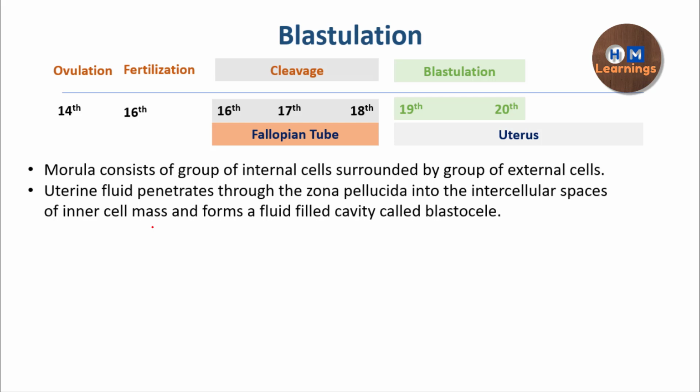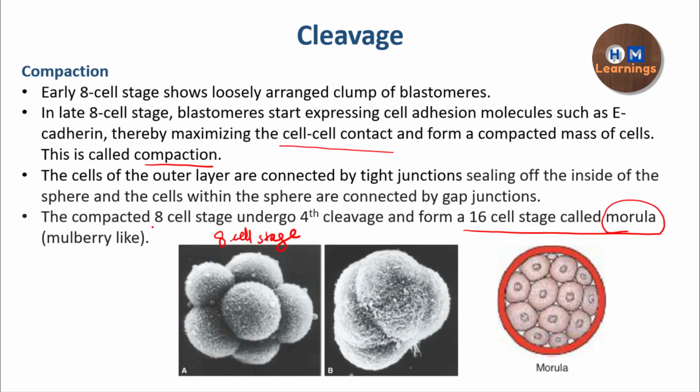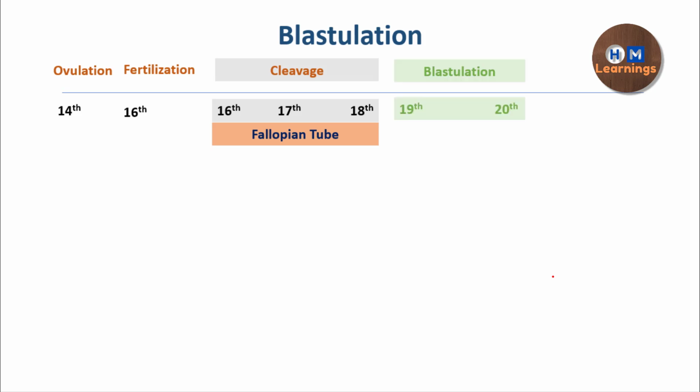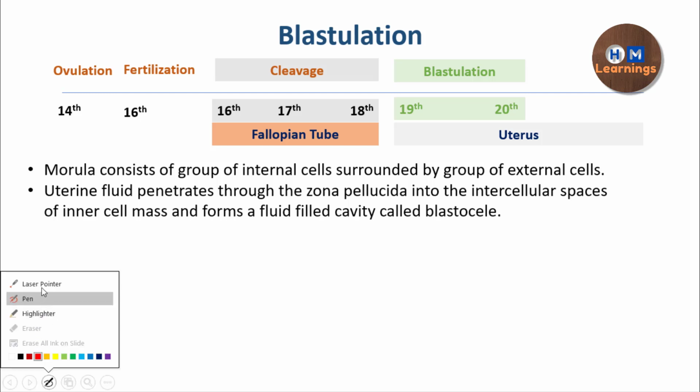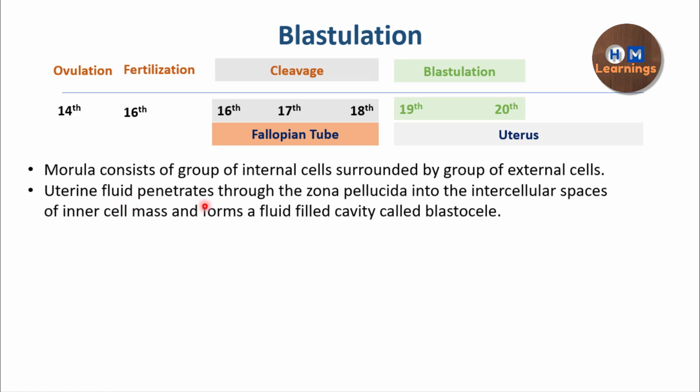If you see the morula diagram here, it has an external layer of cells, this is your external group of cells, and this is the internal group of cells. So now you see that it has internal cells which are surrounded by the external cells. Okay, then the uterine fluid is going to enter inside the zona pellucida and create a fluid-filled cavity called a blastocyst.